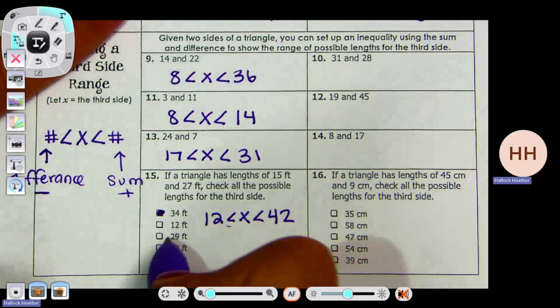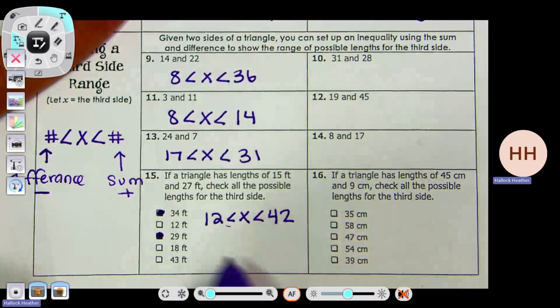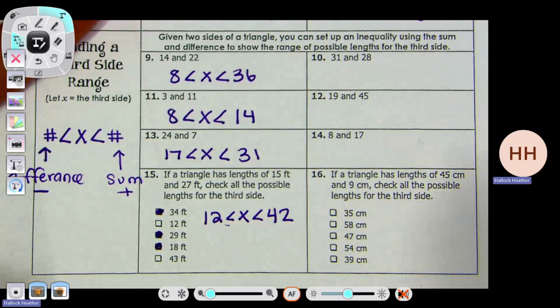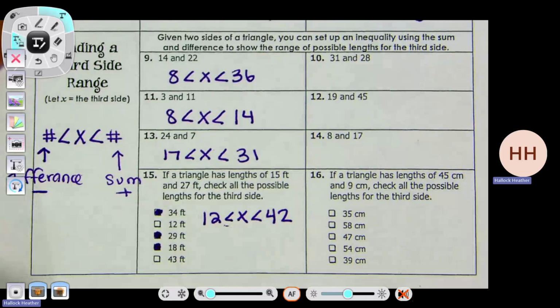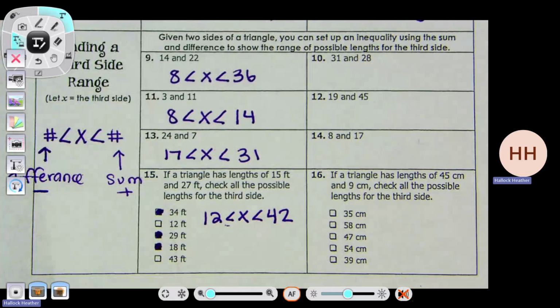Does 29 count? Heck yeah. What about 18? Heck yeah. Does 43? No. Okay, so try 10, 12, 14, 16. Easy peasy. You're subtracting them, you're adding them, you're just writing the inequality. The last one, you're going to choose all the possible answers that fall between your inequality. So when you subtract and add, just find all the numbers that are between. Easy peasy.